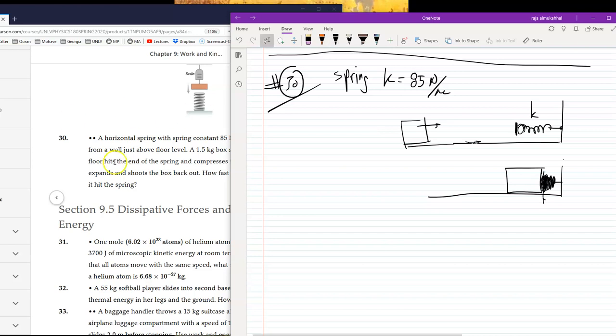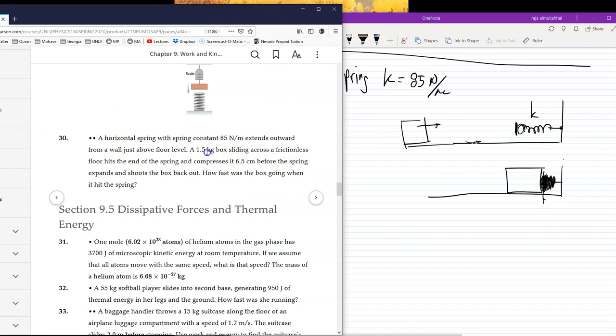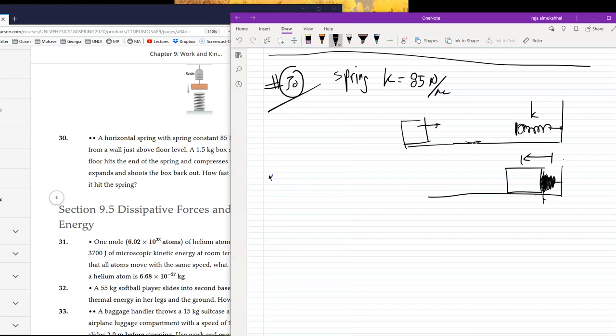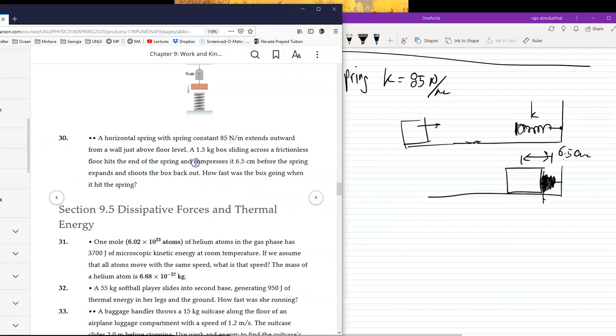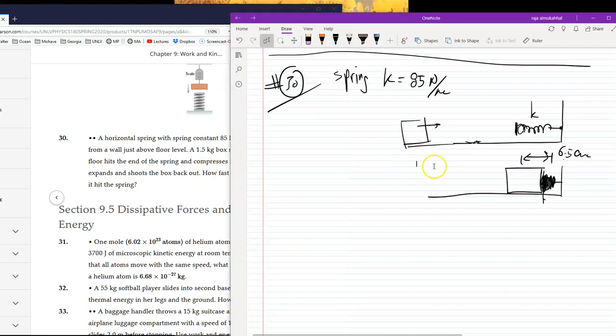Okay. He said a 1.5 kilogram box sliding across the frictionless floor hits the end of the spring right there, and compresses it 6.5 centimeters, okay? So this spring is not compressed. Now it is compressed by 6.5 centimeters. Okay. Before the spring expands and shoots the box back out, how fast was the box going when it hit the spring? Okay, so we have here a velocity like that.